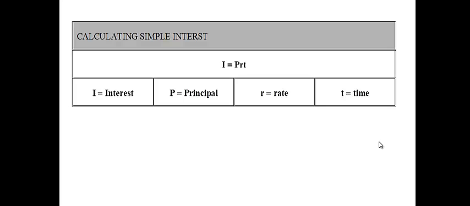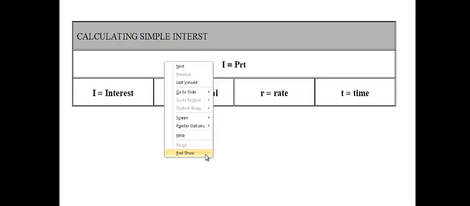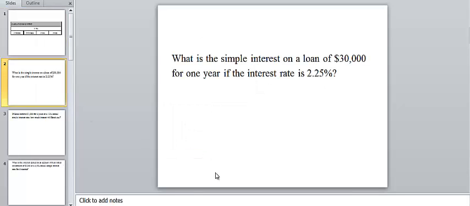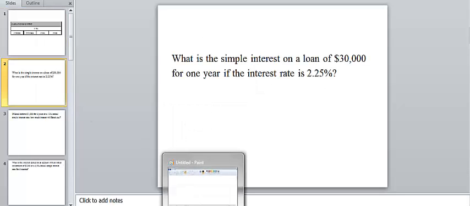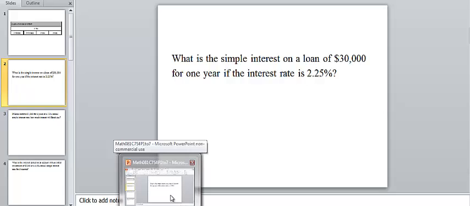Most of these we know already. For instance, time is 1 year, so it's going to be 1. And we're just going to put the appropriate numbers in the right spots. So, if I is equal to PRT, interest is what we want. We're starting with $30,000. Multiply that times our rate, which was 2.25%.